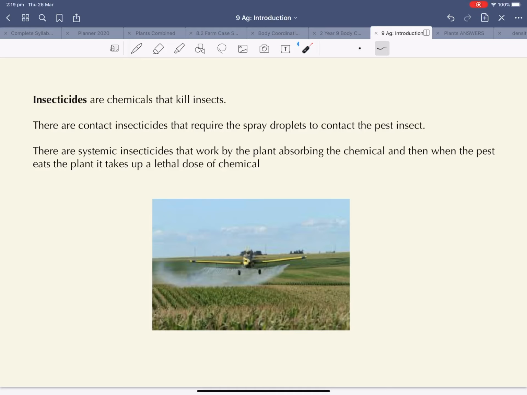So those systemic insecticides, it might be planted with the seed of the plant. So we use that in cotton, a product called Temik. So we plant the seed with this Temik, and the Temik is taken up by the cotton plant. And then for the first few weeks, anything that eats the cotton plant dies. It's a really pretty handy sort of chemical to have.